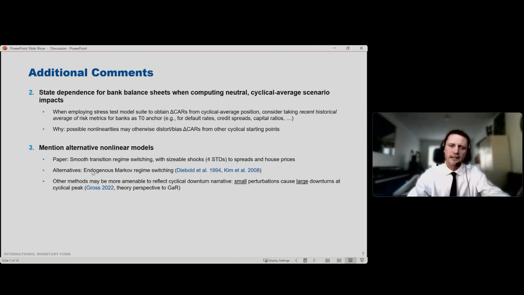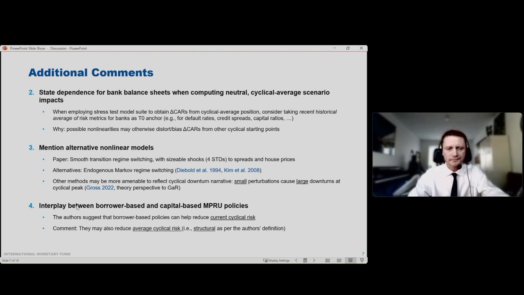And I think the reason why it might be useful to have this kind of discussion is also to hint to the fact that such other methods might be more amenable to reflect a cyclical downturn narrative. So what I mean is that it might actually need small perturbations, small shocks, not four standard deviation shocks, but small shocks that cause large downturns at the cyclical peak. As a quick hint to a theory-oriented paper that's making this point and showing it in a model, and which is also a theory perspective on growth at risk, in fact.